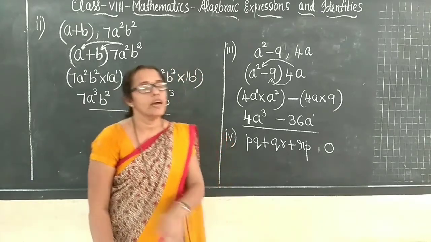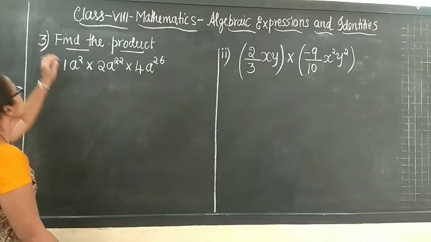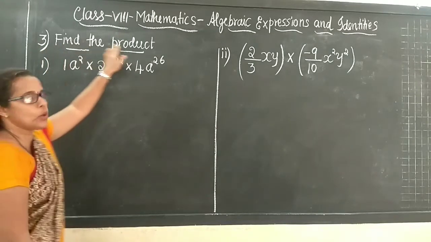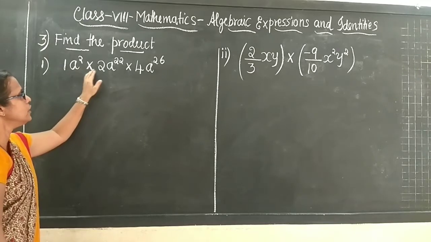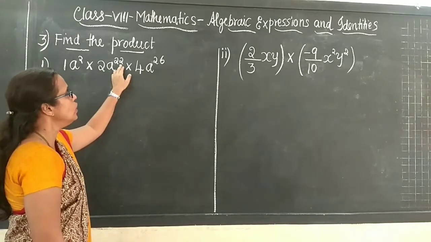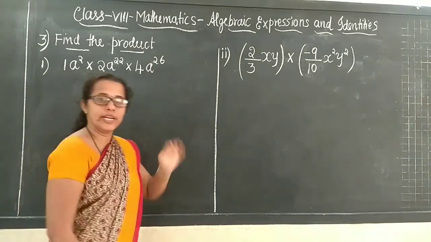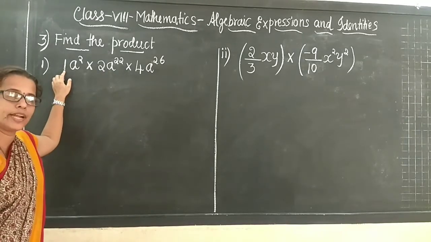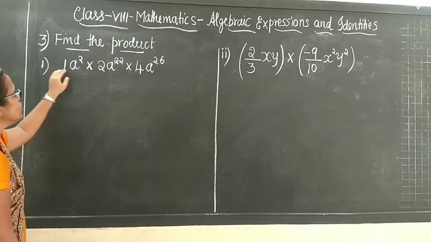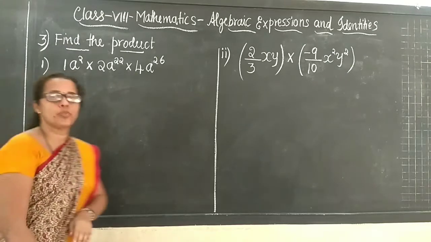So now let us see the next one. Okay, see here, find the product. The first one: 1a square into 2a to the power 22 into 4a to the power 26. Any number not there means in that place you can write 1. Yes children. So now how can I find its product?